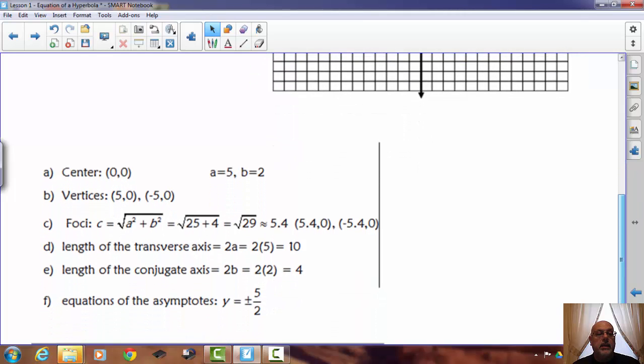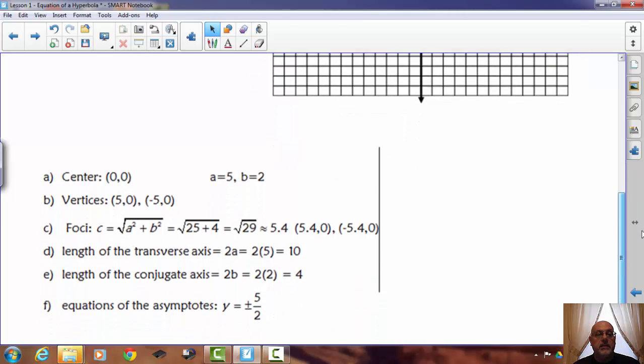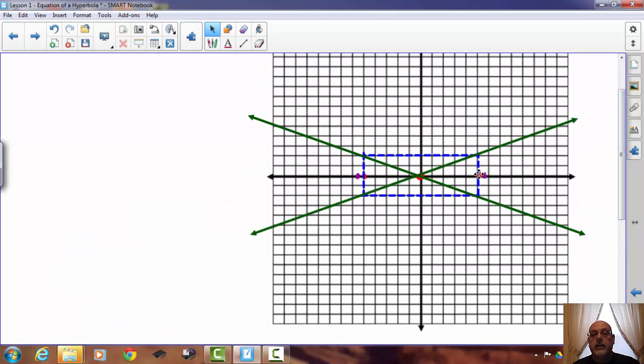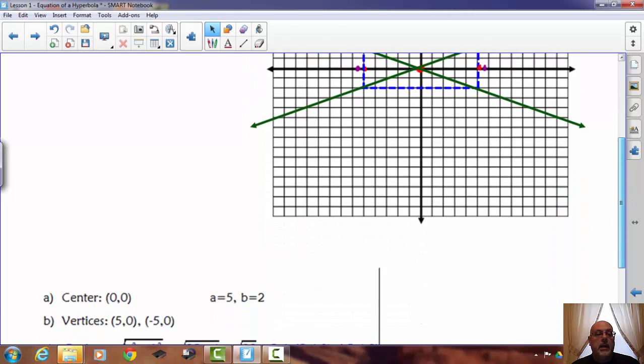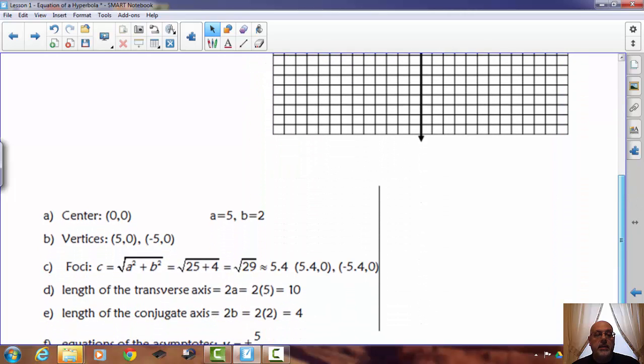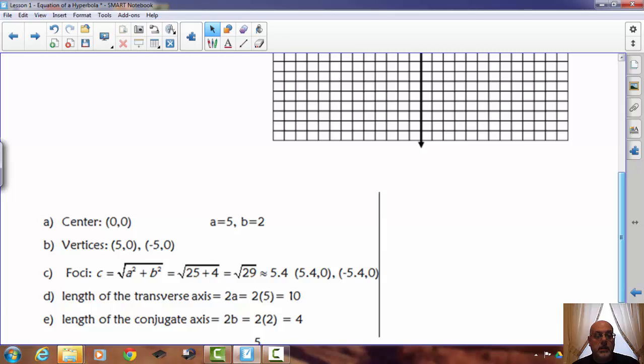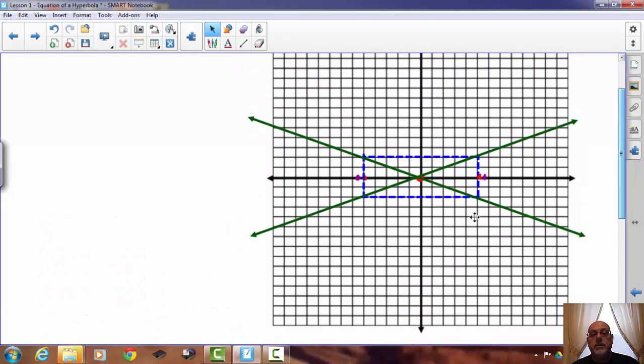Okay. The transverse axis, meaning connecting vertex to vertex, the length of that is 10, or 2a. Remember, a squared is 25, so a is 5, so 2a is 10. And the conjugate axis, 2b: b squared is 4, so b is 2. 2 times 2 is 4, 2 up and 2 down.